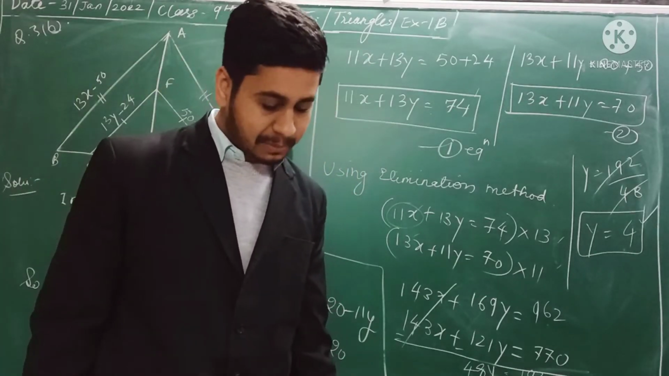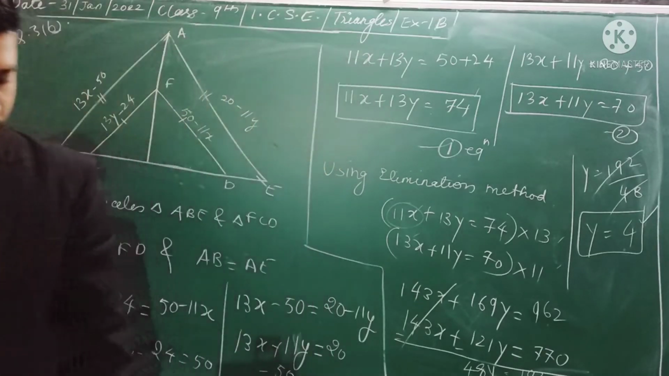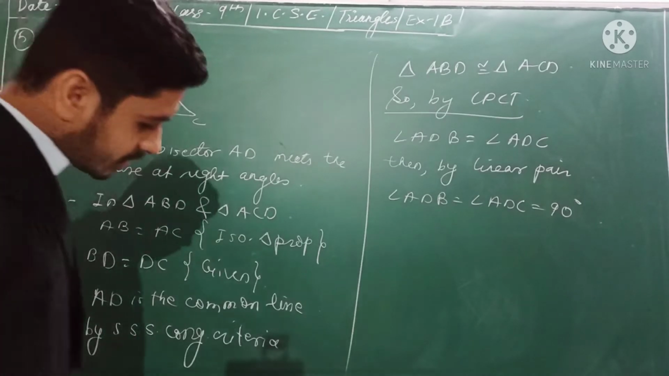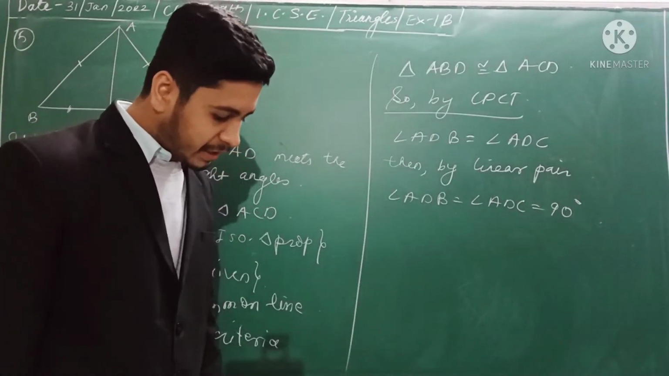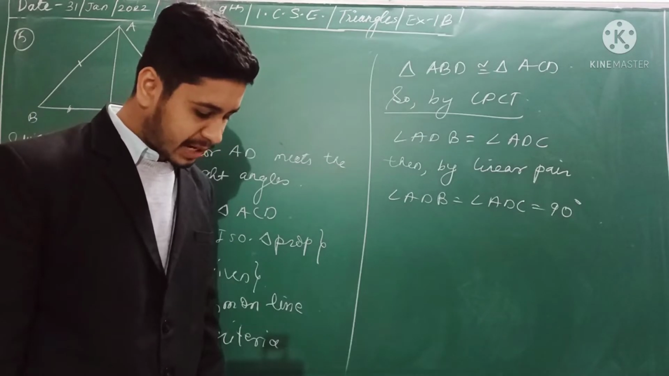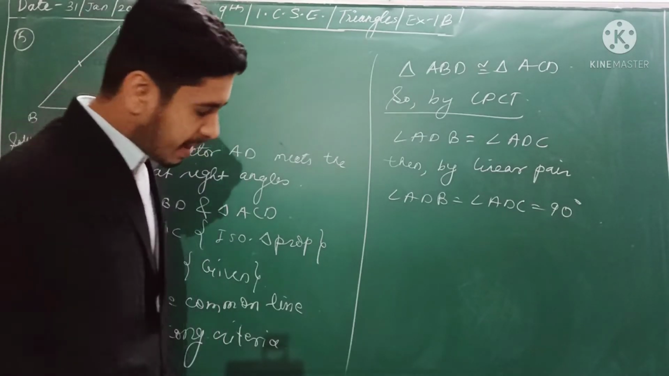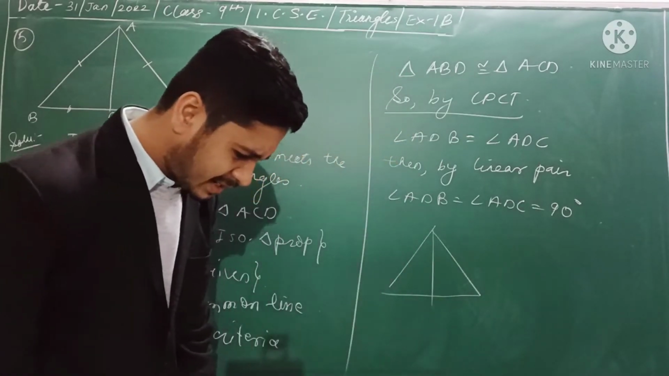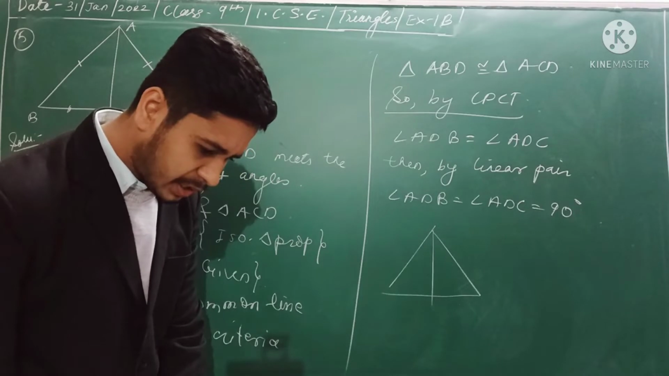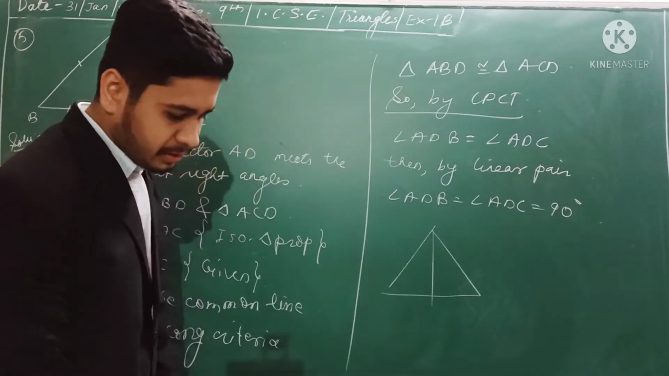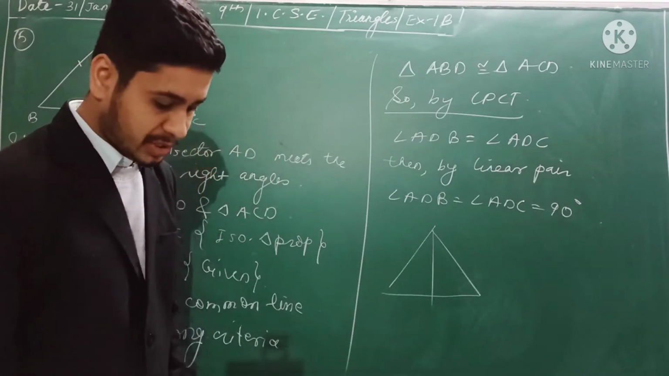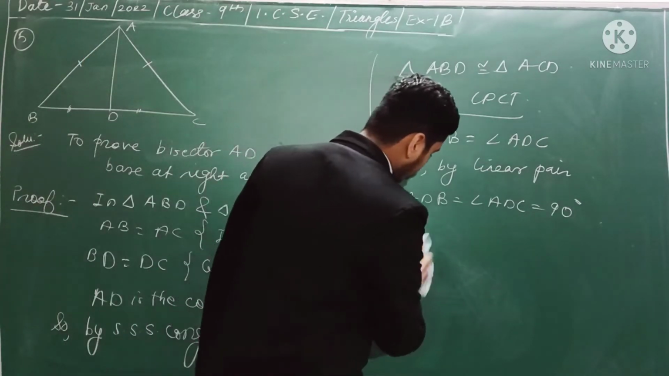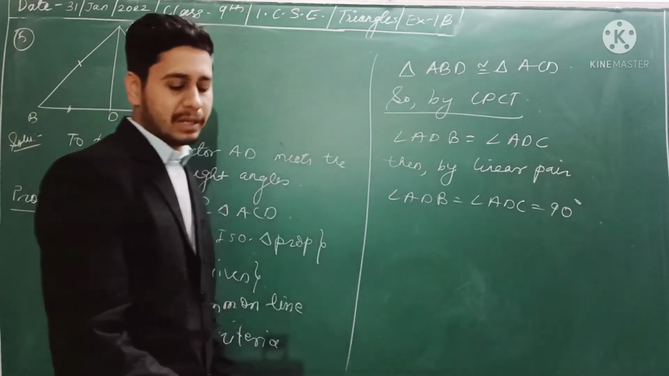Now let's start some rider questions. So please write this in the copy. Now try to understand question number 5. See, prove that the perpendicular drawn from the vertex of the isosceles triangle bisects the base. We already did this question in the previous exercise, Exercise 1, question number 4. So you can take the steps from that question. It is totally the same, I think.